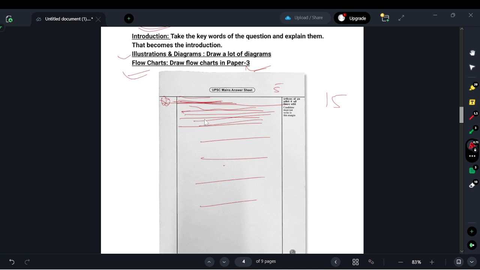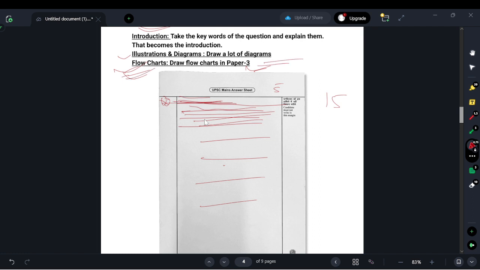Okay, if you're not able to draw any diagram in paper 3, in our examination I also was not able to draw much diagram, because I was not getting many diagrams to draw for those questions. So what I did was I tried to use a flowchart to present my answer. What will a flowchart do?